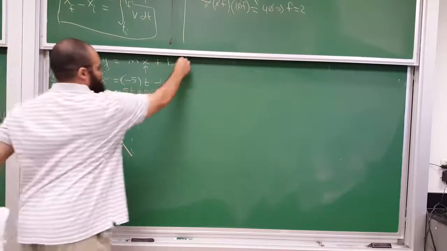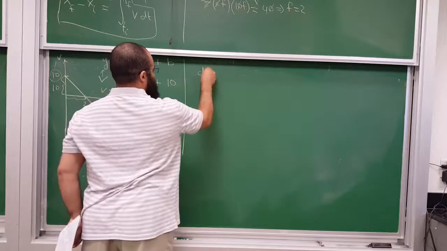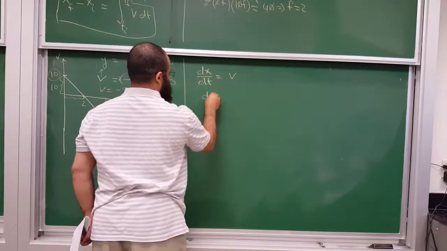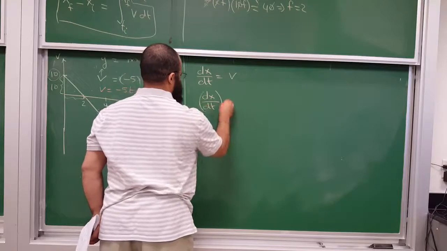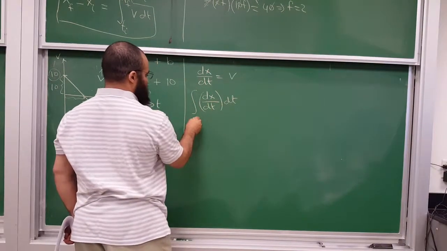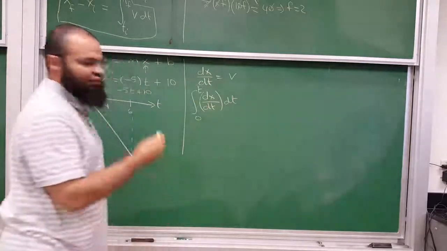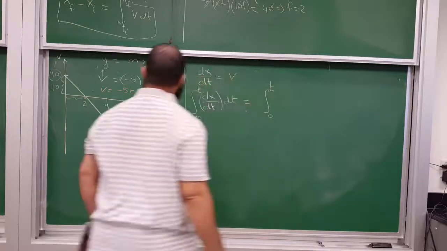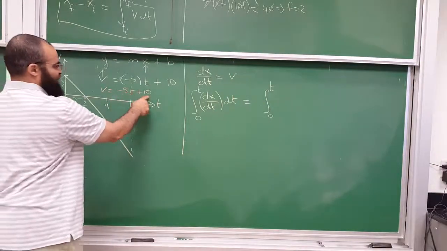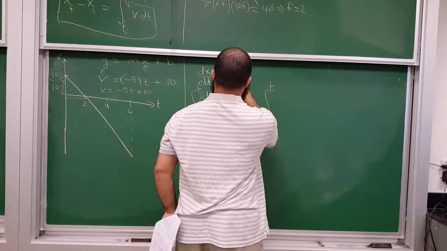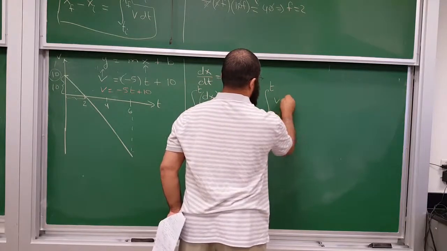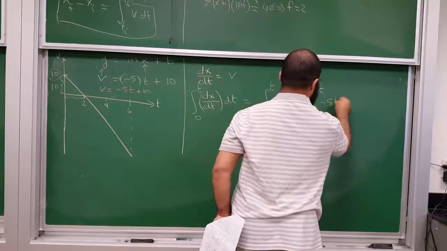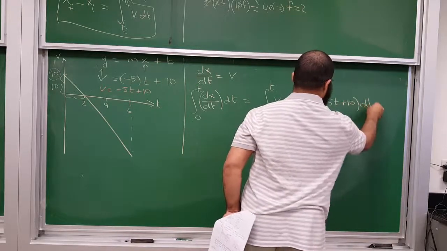So I know that dx/dt is equal to v. So dx/dt, and you integrate it. In this case, t initial is 0 to some t final, I'll just call it t. And then equals the integral from 0 to t of the velocity as a function of time, which is minus 5t plus 10, right? You integrate v of t. Let me write it. The integral of v of t dt from 0 to t, where v of t is minus 5t plus 10 dt, like so.